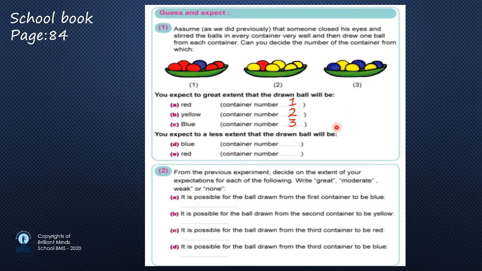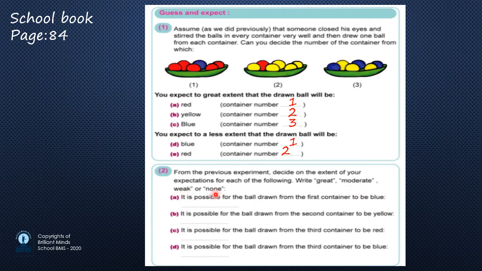Okay, now I want to have the least chance. If I want it to be blue, I'm going to pick from which container? 1, 2, or 3. I said the least chance, so it will be 1. What about the red? The least chance will be the second container. Okay? Question number 2. We're going to complete it by using the words great, moderate, weak, or none.